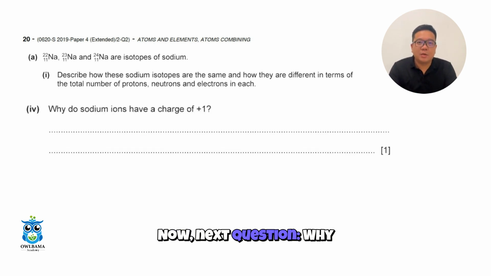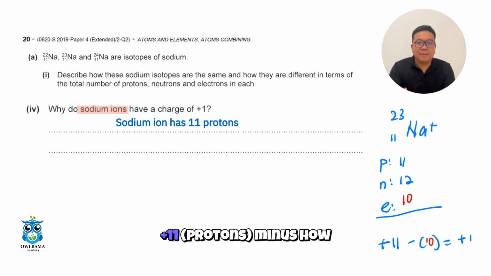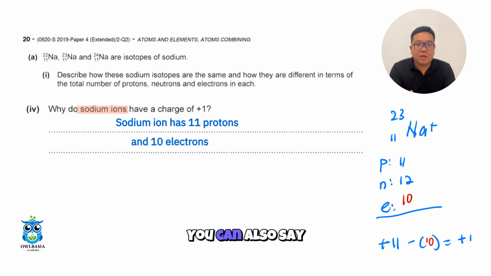Now, next question, why do sodium ions have a positive charge? When we talk about ions, they are unbalanced in terms of charge. The number of protons doesn't change, it's still 11. So let's work this out. If the ion has a charge of +1, we do simple math, plus 11 protons minus how many electrons gives us +1. That means the number of electrons must be 10. So sodium ions have 11 protons and 10 electrons. You can also say sodium has 1 more proton than the number of electrons, which makes it positively charged.